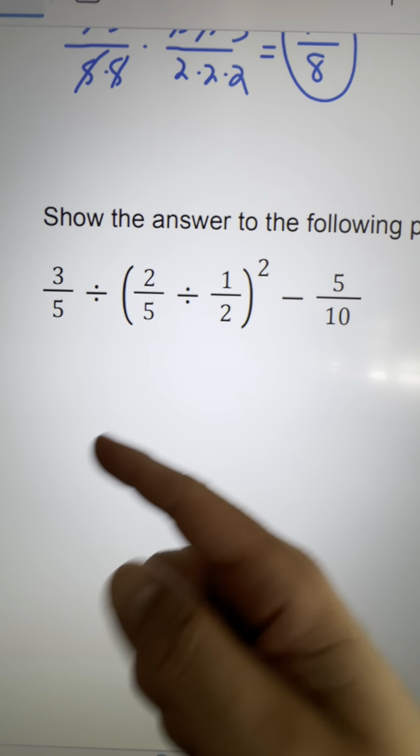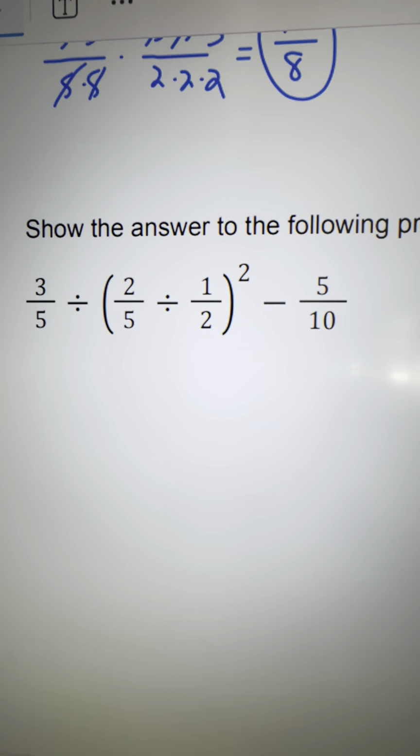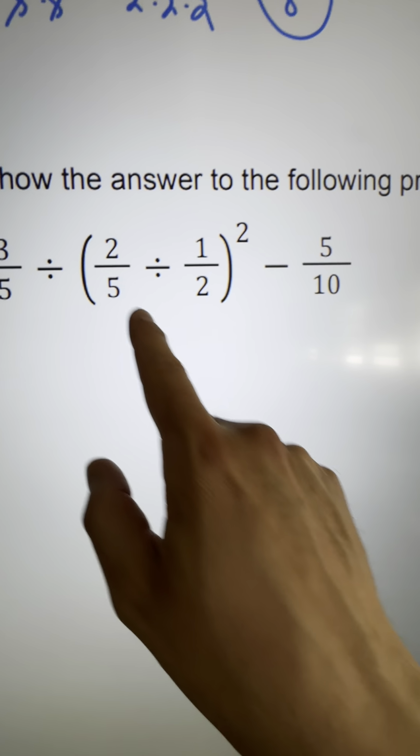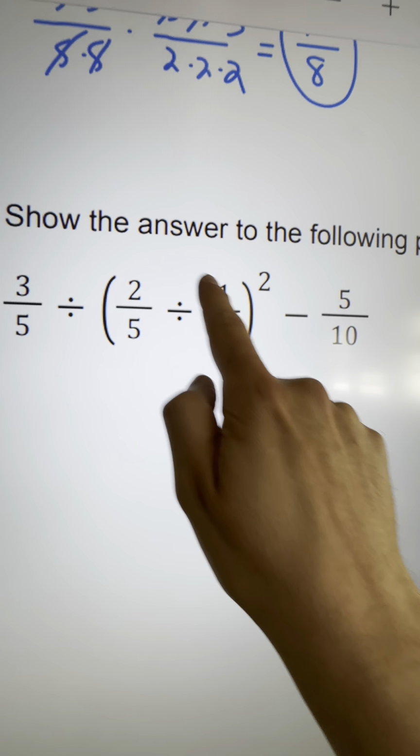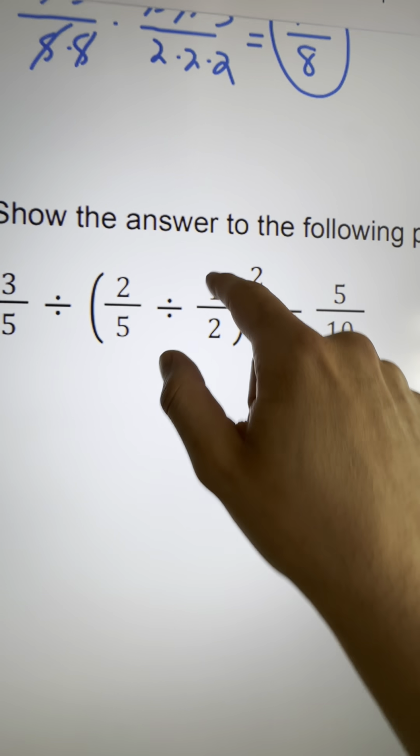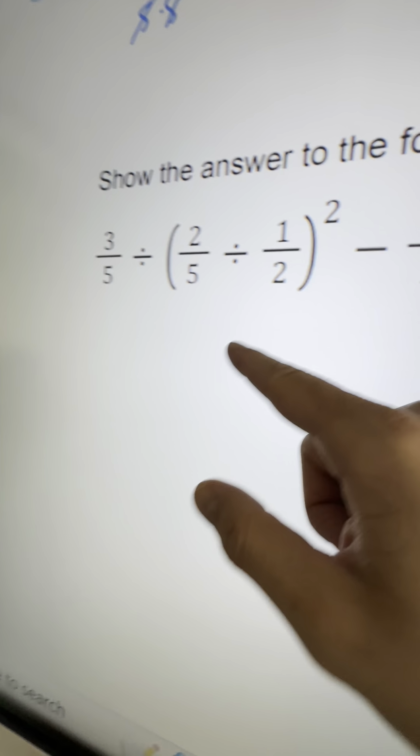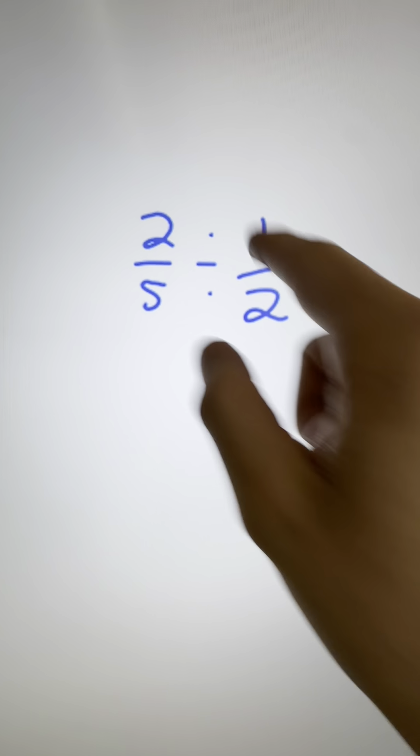So here we have example number 2. Same exact thing. We're going to follow the order of operations. Step 1 is always parentheses. And when I look at this problem, I have this in the parentheses. So I'm going to do 2/5 divided by 1/2 first. So I took the work and put it on the side rather than doing all the work here. I want to keep my work organized, so I'm going to do the calculations here.